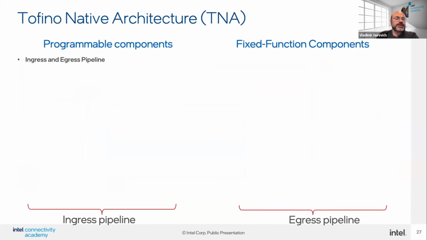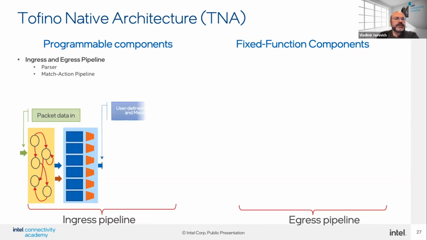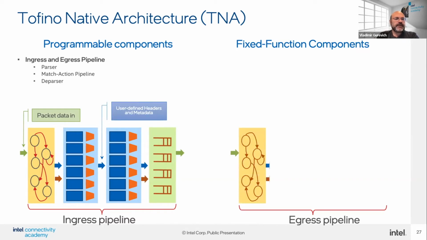Typically, switches today consist of two pipelines, the ingress pipeline and the egress pipeline. That's a very standard practice because switches that, for example, need to support multicast, and that's only possible when you have two pipelines. So in case of Tofino and Tofino native architecture, we have two pipelines which look very, very similar. Both ingress and egress pipeline have all the same components.